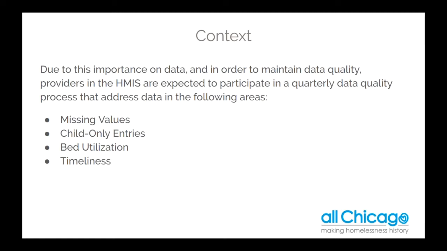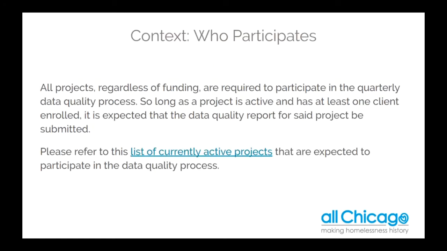So in order to maintain data quality, we ask providers to participate in the quarterly data quality process, and that will address the following areas: missing values, child-only entries, bed utilization, and timeliness. All of these compliance rates that we are going to be talking through have already been approved by the HMIS committee, the Chicago Data Quality Work Group. So as a community, these are things that we've decided are important to try to hit.